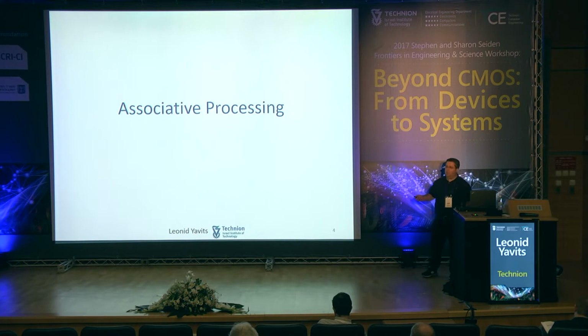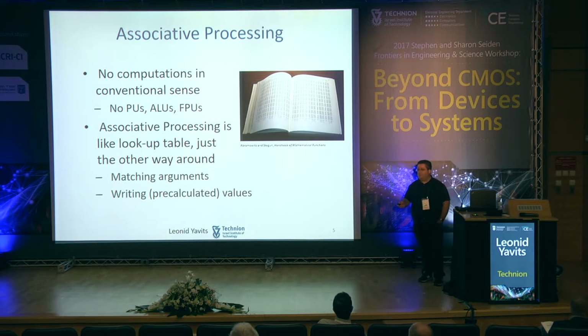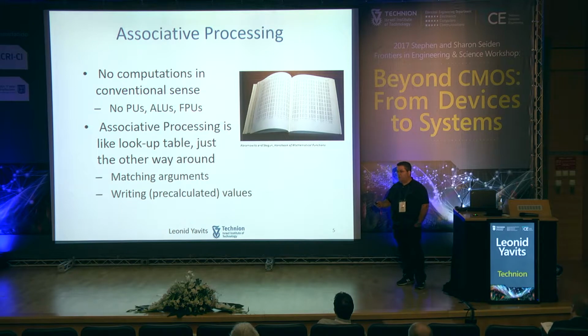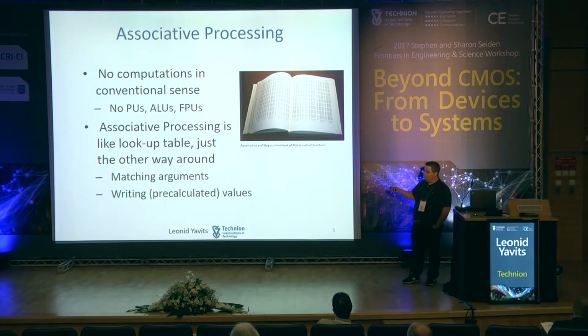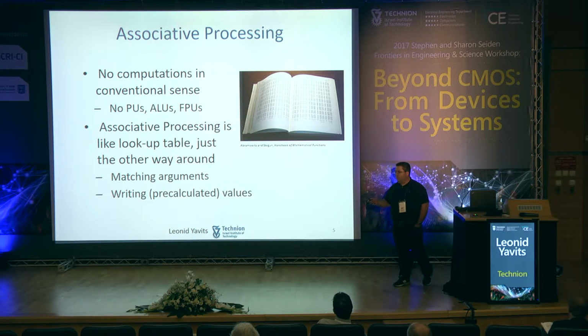Now, associative processing. I see here in this audience at least 3 people who know what associative processing is. Probably nobody else knows. Associative processing performs no computations in the conventional sense. An associative processor has no CPUs, no ALUs, no floating point units. Associative processing is done very similarly to a lookup table, just the other way around. In a typical lookup table, you have the function arguments and values stored side by side, and the data comes in, matches the argument, and we pull out the result.